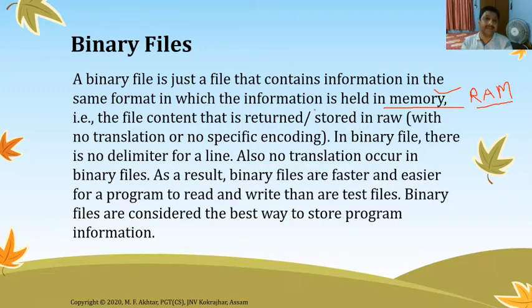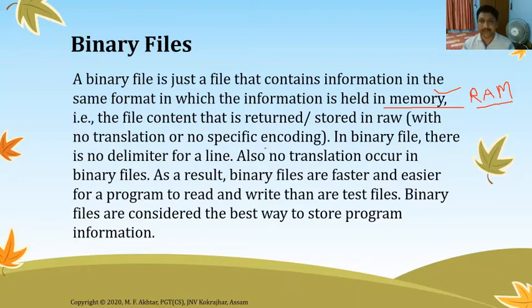in the same way binary files store the data. The content that is written is stored raw, with no translation or specific encoding. What happens in RAM memory? Data is stored in a raw format. There is no special translation, no special encoding system, no ASCII coding or Unicode coding. Directly the data is stored in the memory.